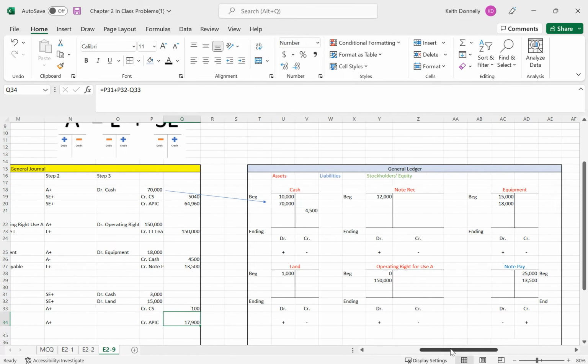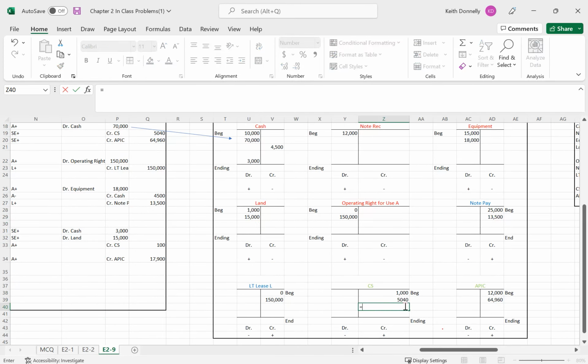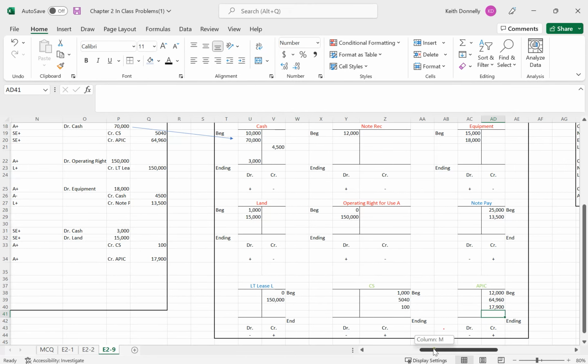So let's carry this over now, right? We got to do our cash, 3,000, our land, a debit, 15. We have common stock over here for 100. We have APIC of 17.9. Okay.